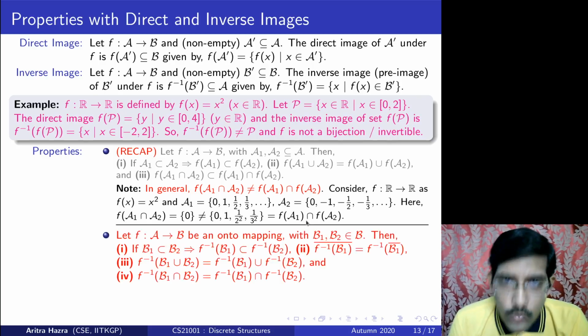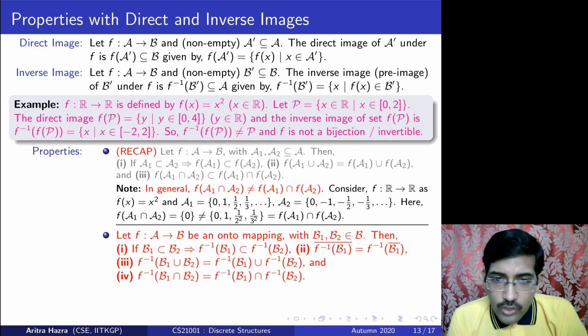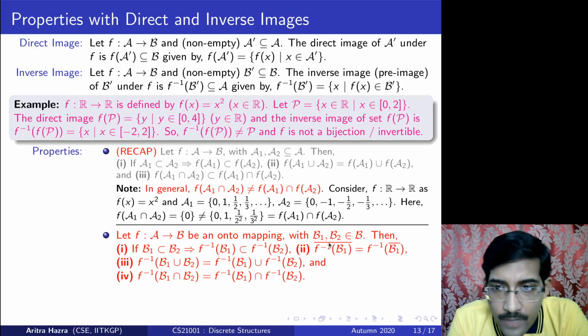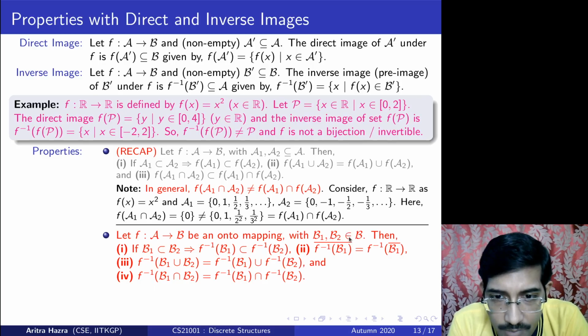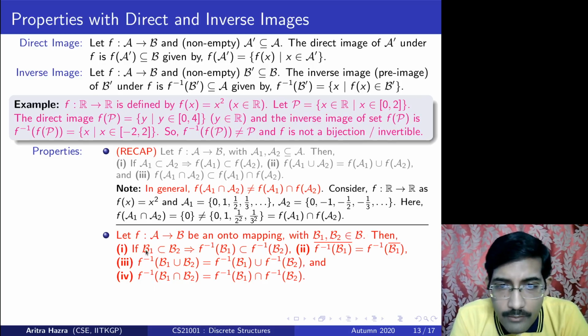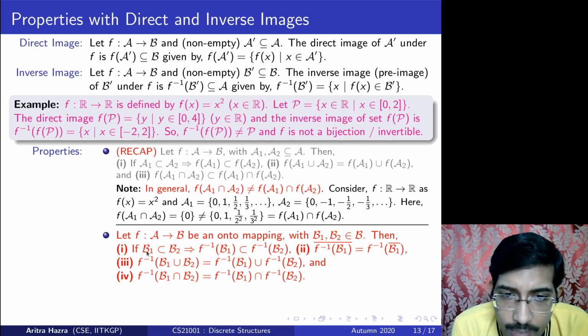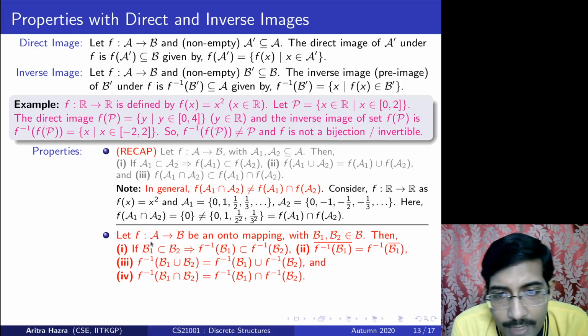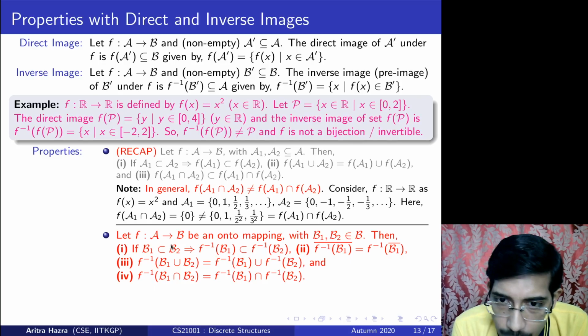This is a new one, depending on the pre-image concept, that A to B is an onto mapping, okay, with B1 and B2 a subset of B. It's a mistake, this notation will be a subset of B. Then, if B1 is a subset of B2, it implies that F inverse B1 is a subset of F inverse B2. It is pretty straightforward, because you take an element B belongs to B1. Since this is given to you, it automatically says B will also belong to B2.